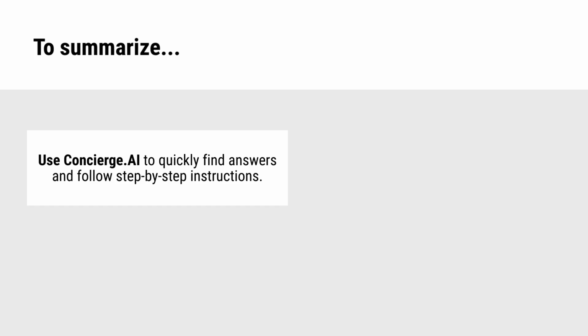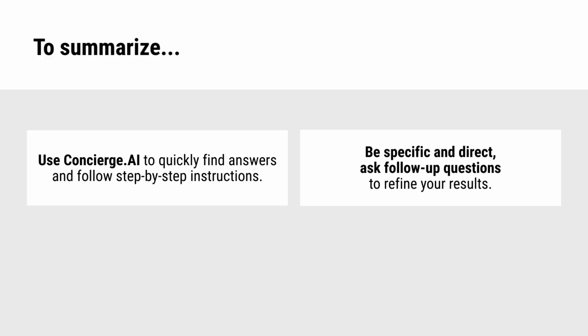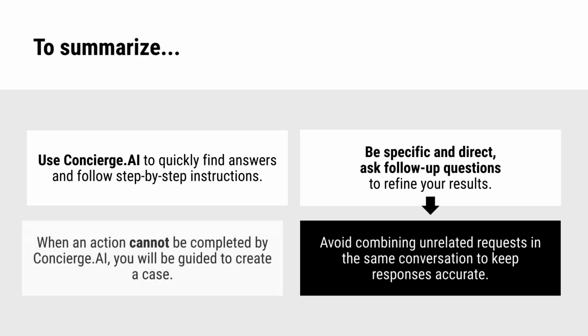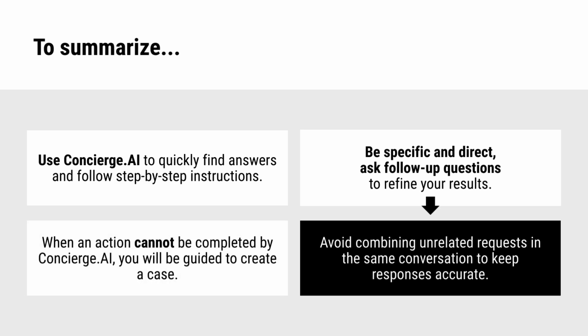To summarize, use Concierge AI to quickly find answers and follow step-by-step instructions. Be specific and direct. Ask follow-up questions to refine your results. Avoid combining unrelated requests in the same conversation to keep responses accurate. When an action cannot be completed by Concierge AI, you will be guided to create a case.